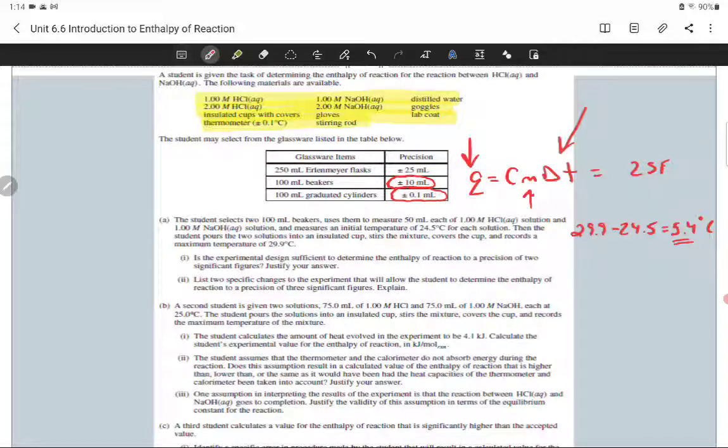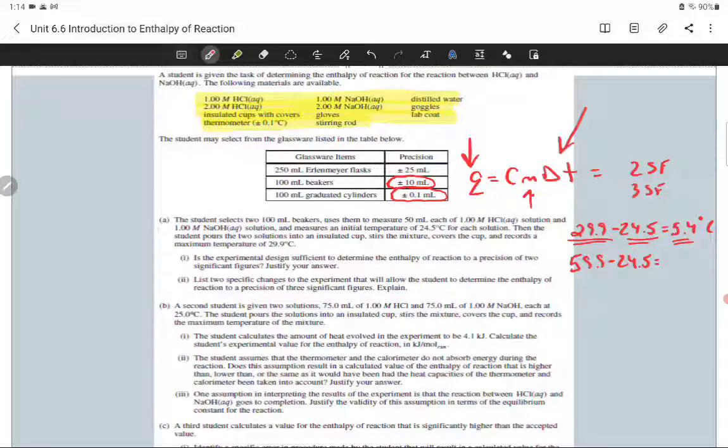Is there a way we could get 3 significant figures out of that? Yes. We can't do anything with the initial temperature, but we could have made this final temperature a lot more dramatic. What would have happened if it would have been, instead 29.9, 59.9?